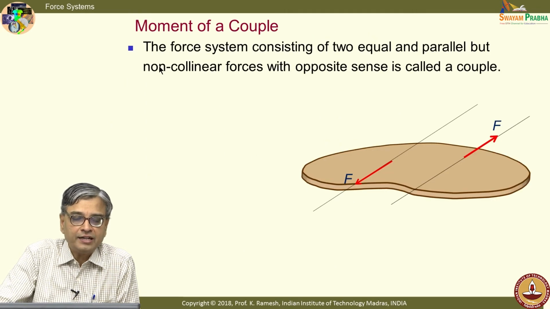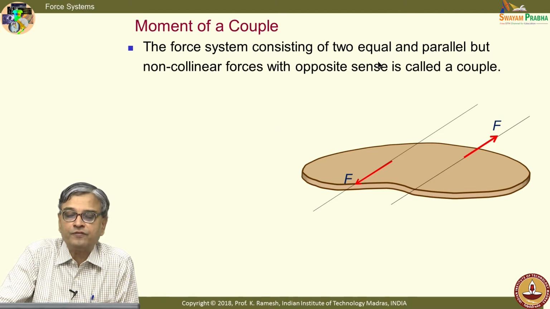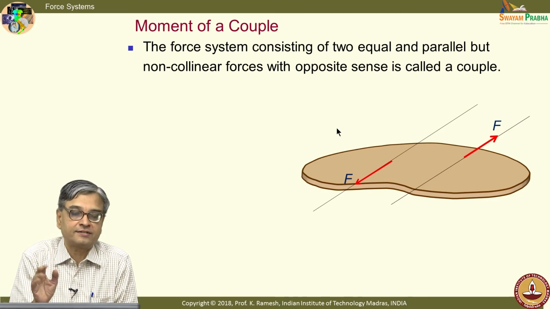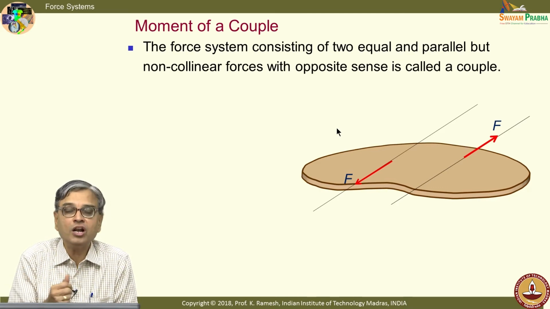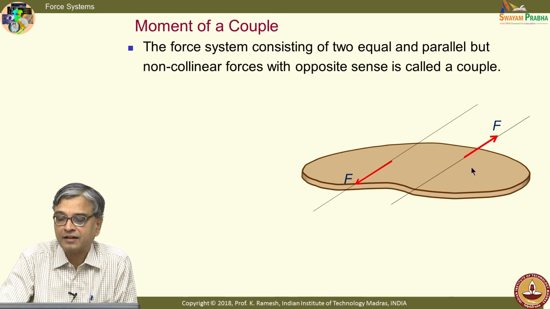Now, we will go to a special system of force which will create a couple. The force system consisting of two equal and parallel but non-collinear forces with opposite sense is called a couple. I have the same object, on that I have a force F acting like this. I have another force acting in the opposite direction, and these two are parallel.